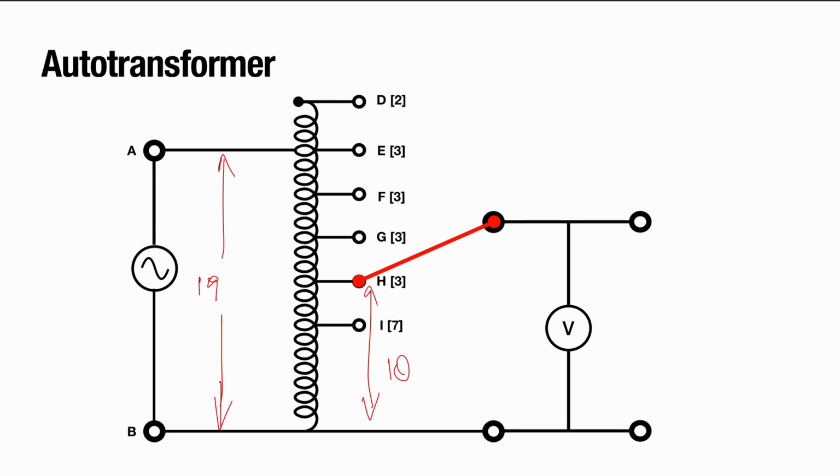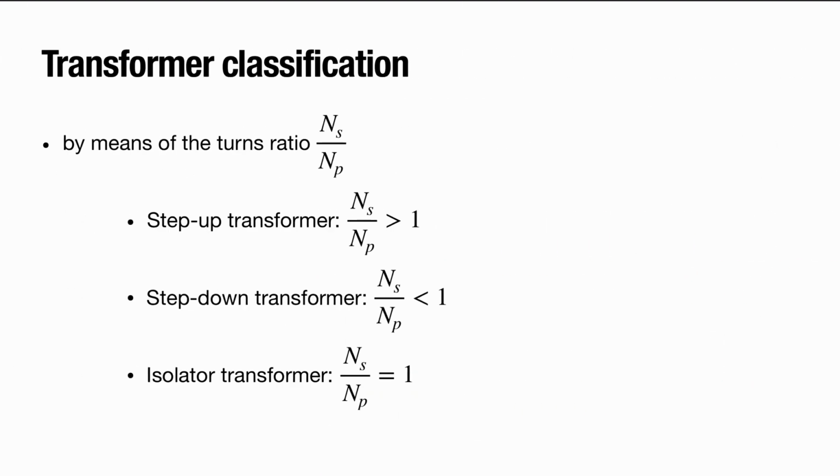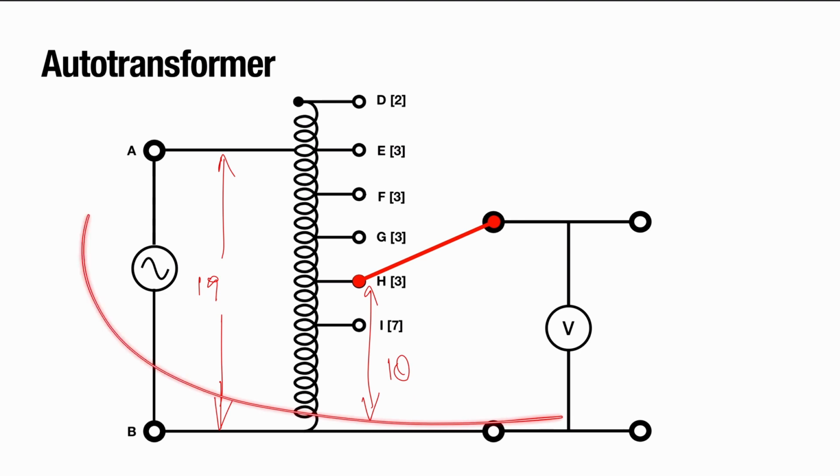Now, how would we classify this transformer, the autotransformer, in this particular configuration? Well, notice the number of windings on the secondary side is less than the number of windings on the primary side. We classify it as a step-down transformer because the number of windings on the secondary is less than the number of windings on the primary. So, in this particular configuration, the autotransformer is serving as a step-down transformer.